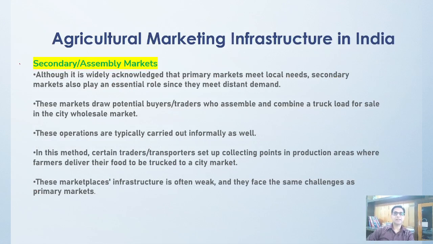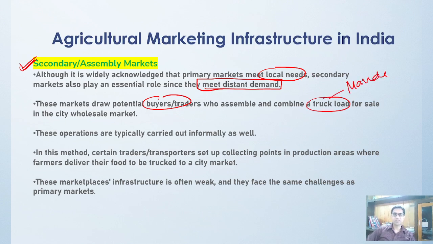Then we have a secondary market. These are primarily markets for the local needs. They meet the distant demand. Normally we call this the concept of mandis. Here buyer and seller will come with a certain amount of product. They will go with trucks to the mandi area for the sale in the city. Normally it works as a wholesale market.